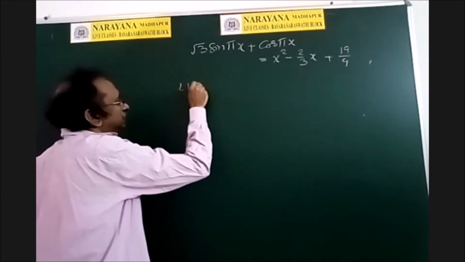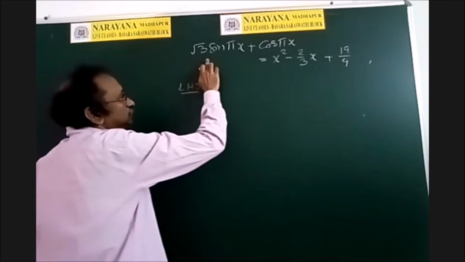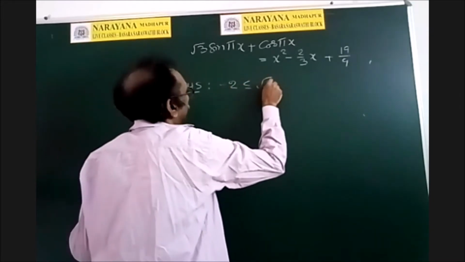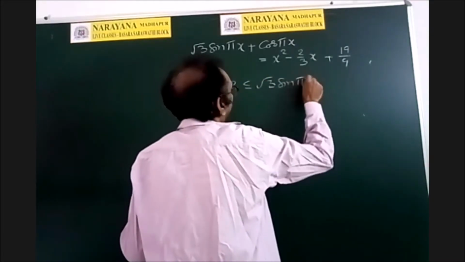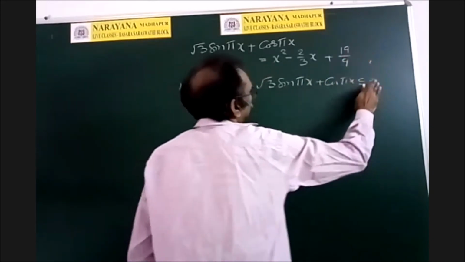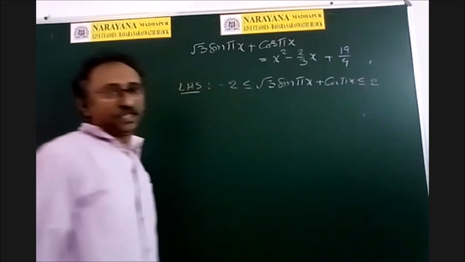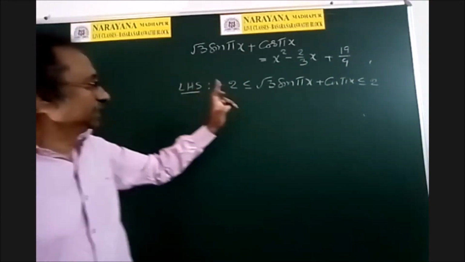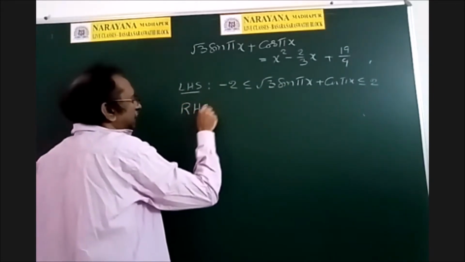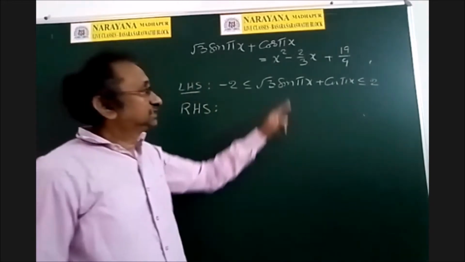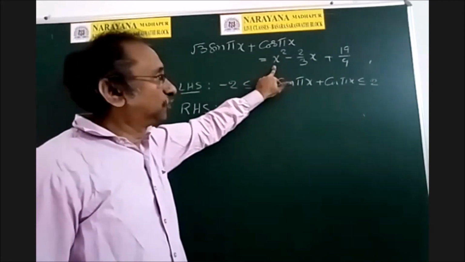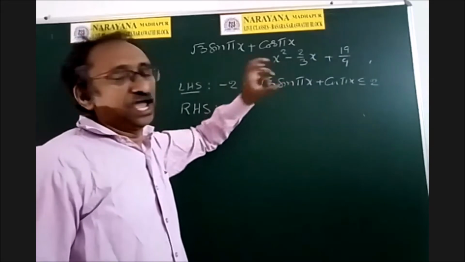So for the left hand side, the range is minus square root of a square plus b square, that is minus 2 less than or equal to root 3 sin pi x plus cos pi x less than or equal to root 4, that is 2. So the range of the left hand side is minus 2 to 2. And what is the range of the right hand side? Now you know this is a quadratic expression. The coefficient of x square is positive and therefore it should not have a maximum. It will have only a minimum.